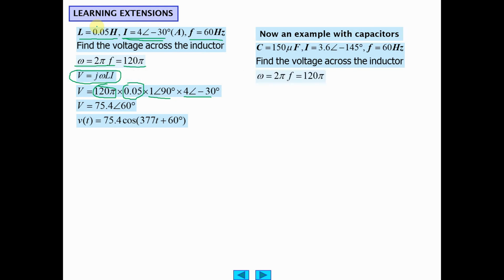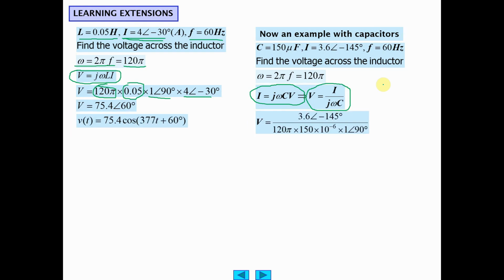An example with capacitors. Similar type of problem. Same frequency, by the way, you'll notice. They didn't change the frequency. We have a voltage source. We have to invert this equation to get voltage in terms of current. So voltage lags the current in this case.